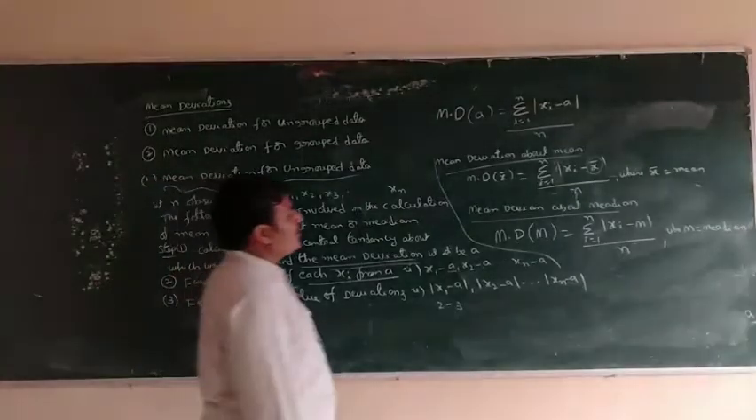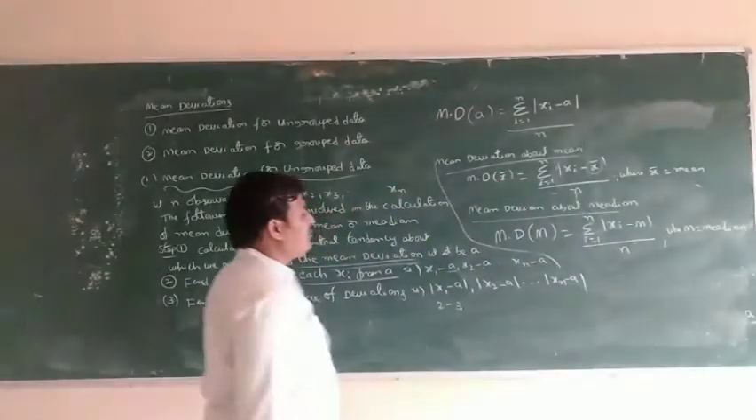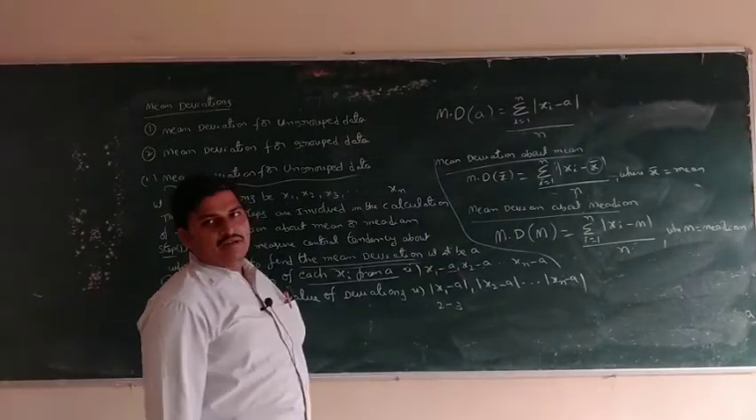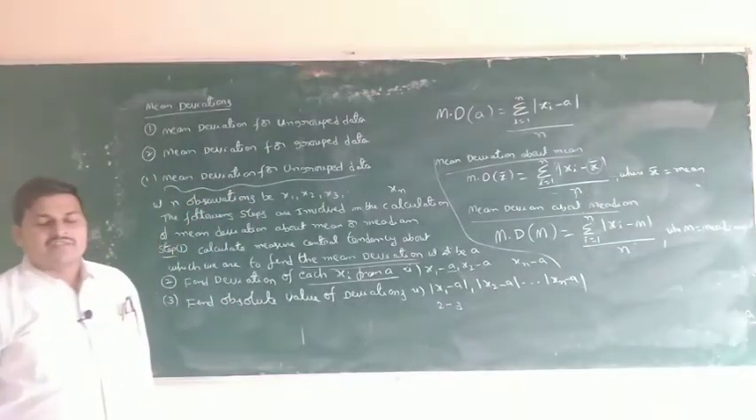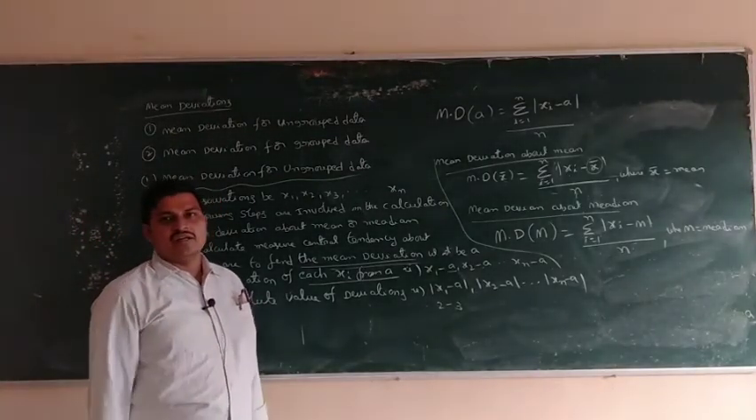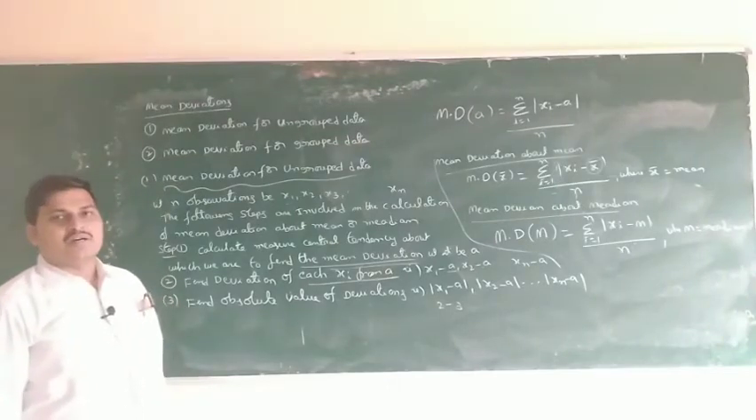For mean deviation about median, how do we calculate MD of M? First we have to find the median. How to find the median? The given observations are arranged in ascending or descending order. If the number of observations is odd, the median is the (n plus 1) by 2th term.